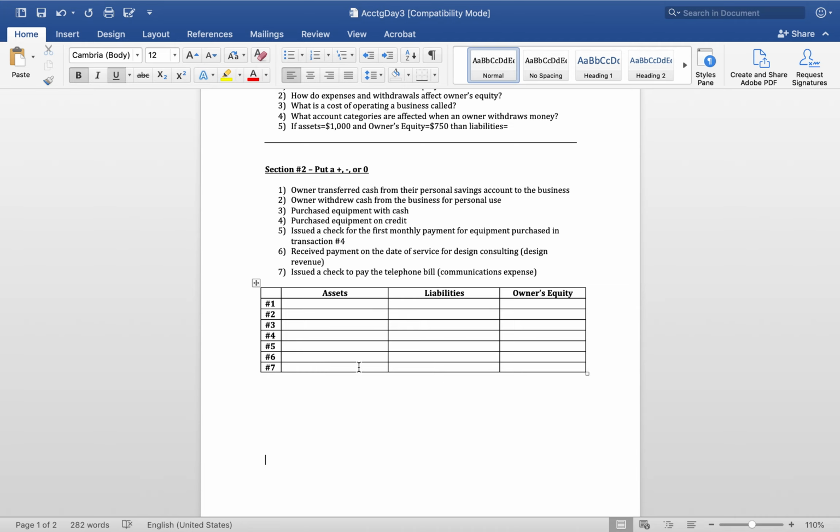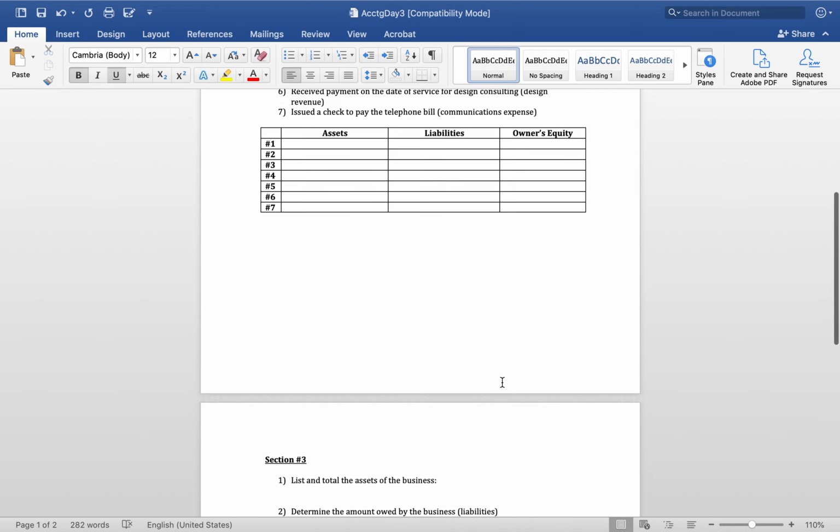We lost cash. We didn't gain anything. Obviously, we used the telephone for that month that we're now paying for, but it's not an asset. It doesn't hold any value. We can't sell that to anybody. It's already used up. We didn't borrow any money. We didn't pay down any debt. This is just an expense, and minus for owner's equity because expenses reduce owner's equity. So minus 0 minus for 7.